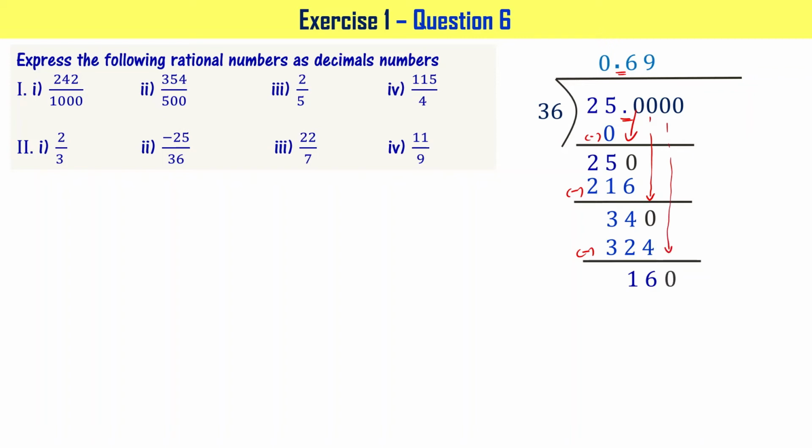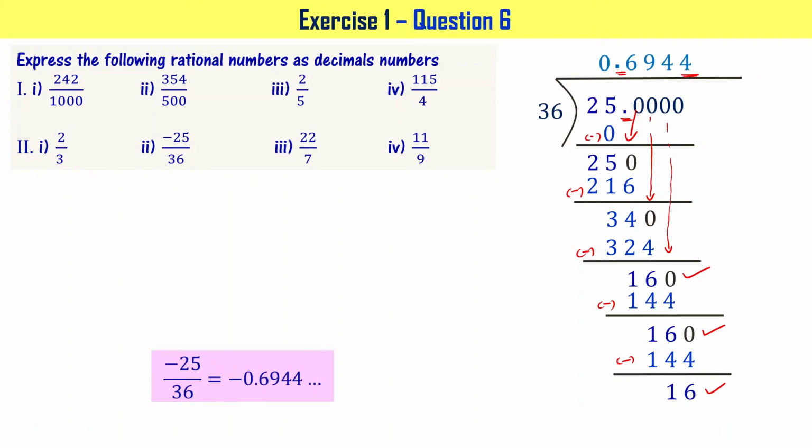So it becomes 160. 36 times 4 is 144. Let me subtract that from 160. Then I have 16 as the answer. Let me bring down 0. It is 160 now. So 4 times 36 is 144. When you subtract, again you have 16 as the answer, right? So it is going to repeat. And in the quotient, we are going to get 4 in a repeated manner, right?